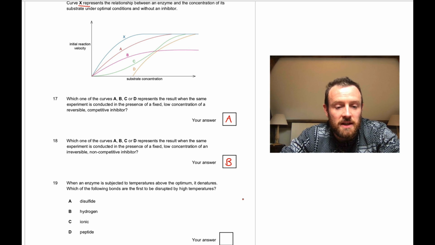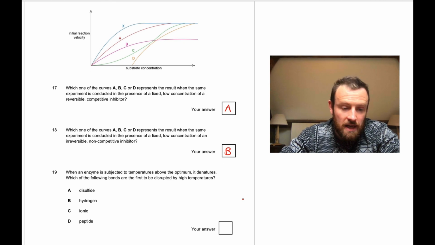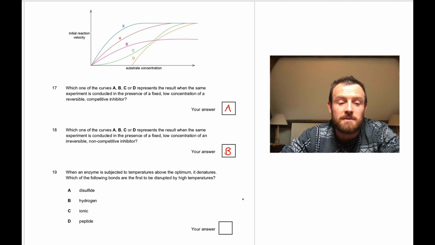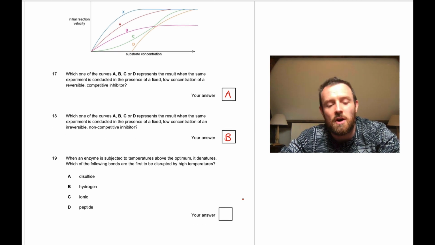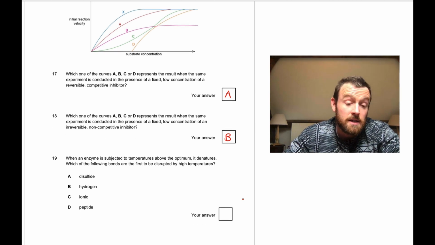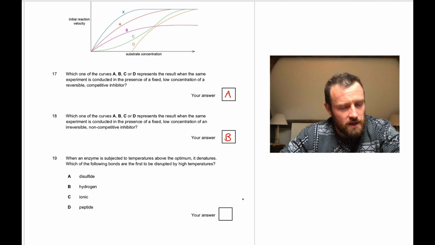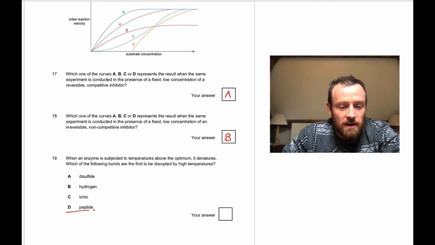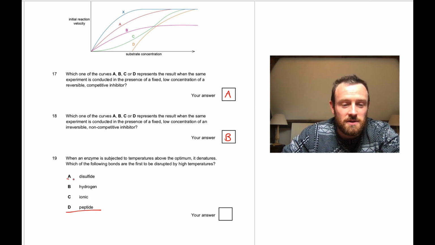When an enzyme is subjected to temperatures above the optimum, it denatures. Which of the following bonds are the first to be disrupted by high temperatures? So the first ones are the weakest bonds, okay? So let's rank them. Let's go from strongest to weakest, okay? The strongest bond probably is the peptide bond because it's a covalent bond, and so is the disulfide. So those are both very strong bonds. Ionic bonds are also very strong, and hydrogen bonds are the weakest, okay? So it's B.